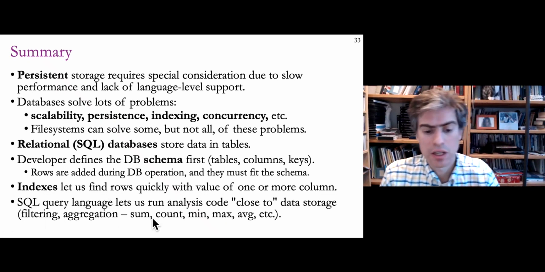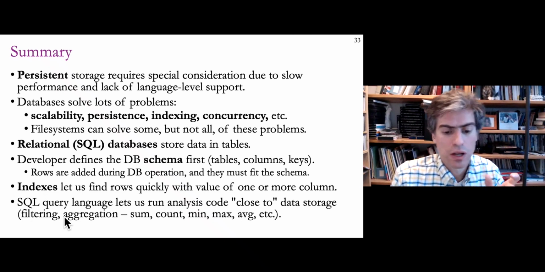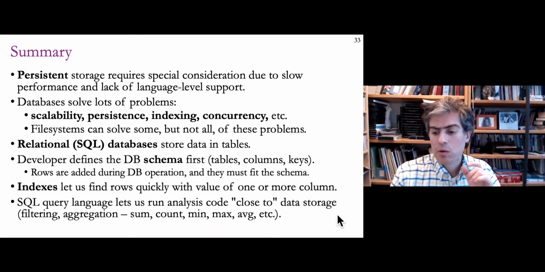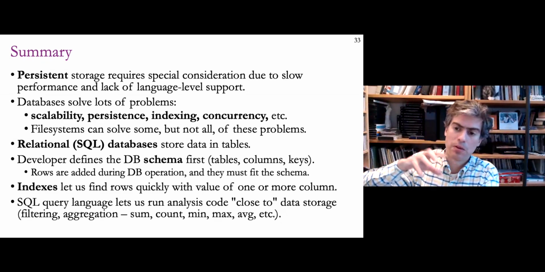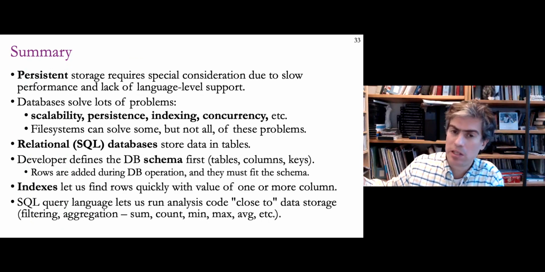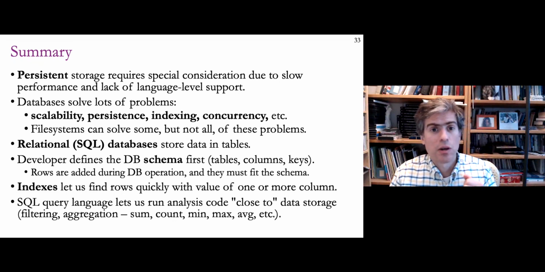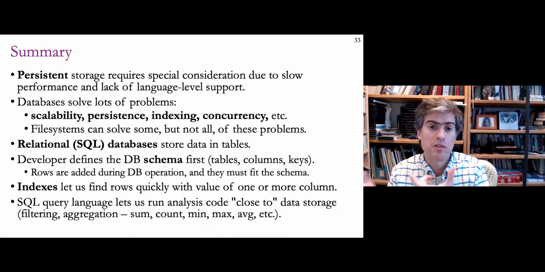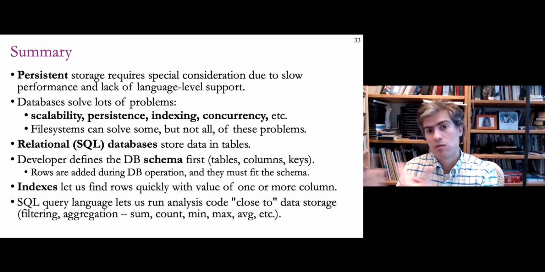And the SQL query language lets us run analysis code. One of the benefits that I didn't really mention is that SQL lets you run analysis code near where the data is stored. The database server could be in one location and your app in another. The app sends a query to the database, let's say, to find the average price of all the products in our database. The answer to that query is just one number, and the query itself is short, just a small statement: select average price from products. So the amount of network transfer is very small.